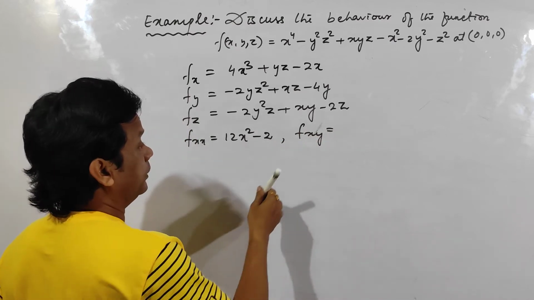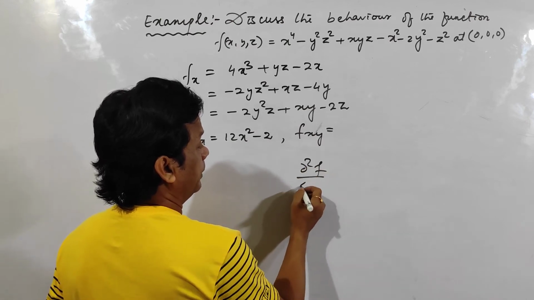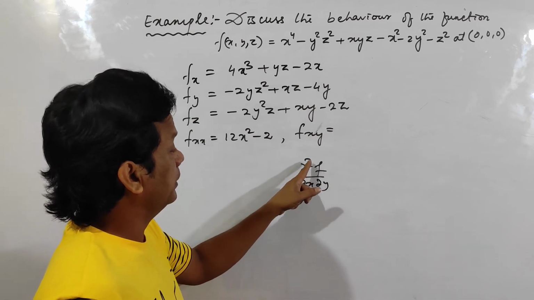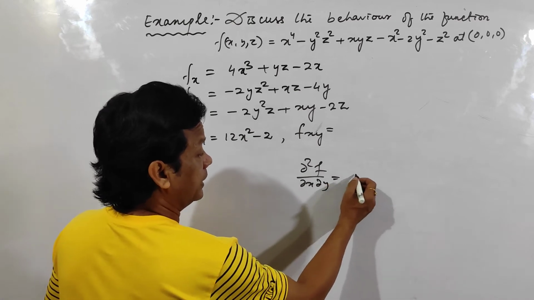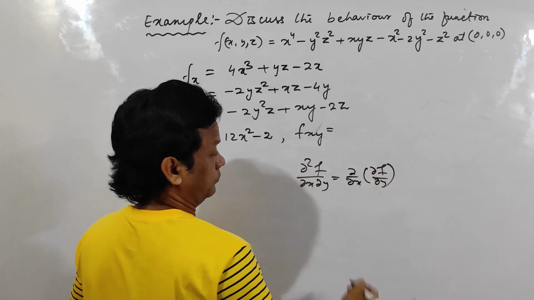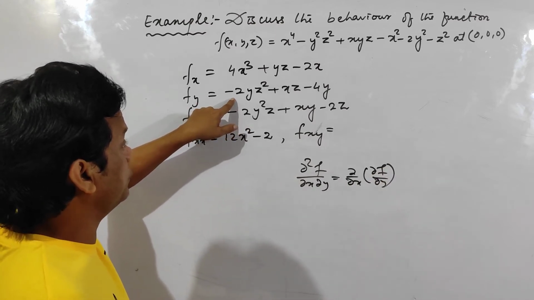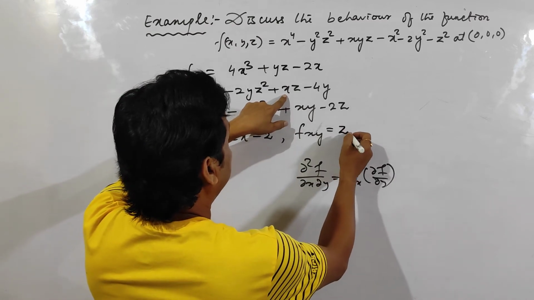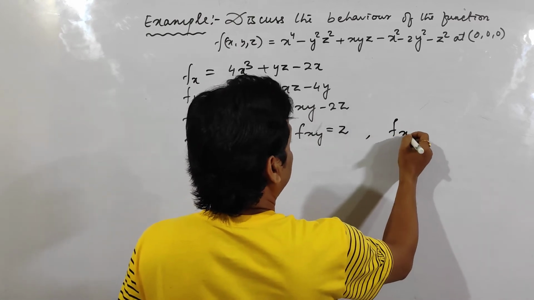Okay, fxy. That means what is the fxy? This one is del square f by del x del y. That means del by del x of del f by del y. So del f by del y is this one, and you have to differentiate this one with respect to x. So there is no x here. Here it is only z. This one is 0.